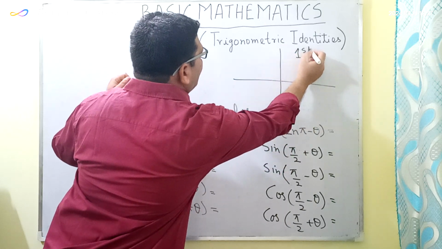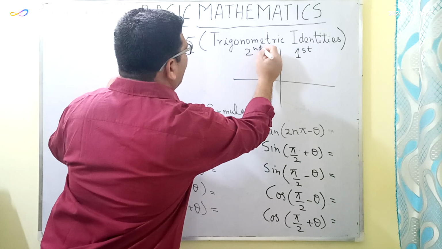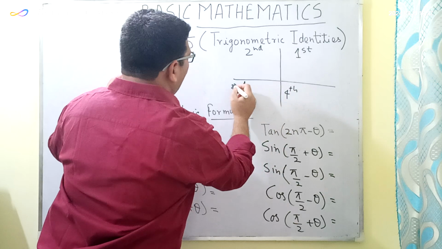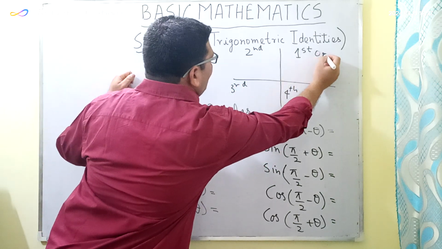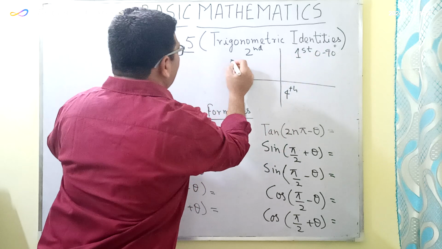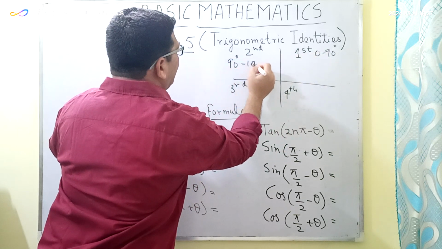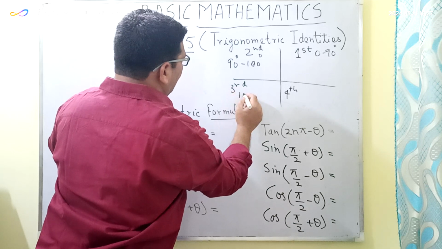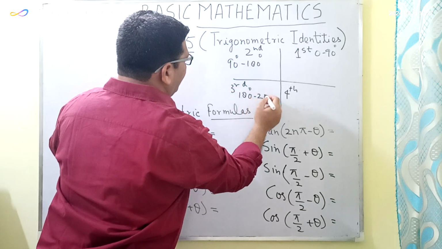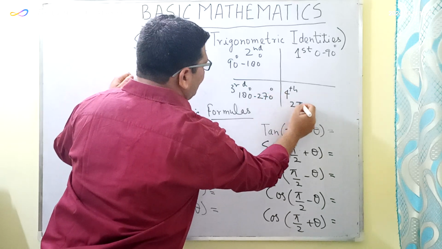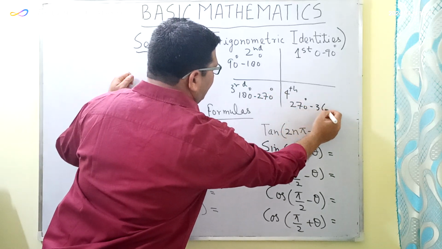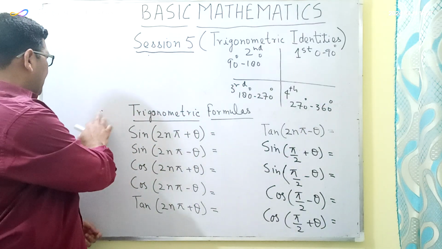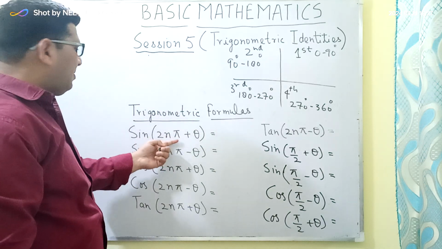This is the first quadrant, this is the second quadrant, this is the third, and this is the fourth. The first quadrant is from 0 to 90 degrees, the second quadrant is from 90 to 180 degrees, the third is from 180 degrees to 270 degrees, and the fourth one is from 270 degrees to 360 degrees. Now let us discuss each of these trigonometric formulas one by one.